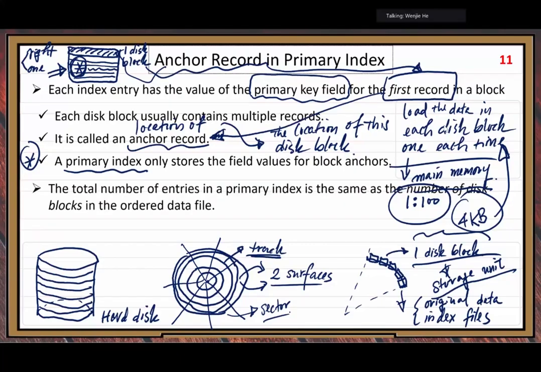Now we can understand this property. The total number of entries in a primary index is the same as the number of disk blocks in the ordered data file. For one disk block, you only need one entry. So for the total number of disk blocks, you have the same number of index entries for your primary index. Now it's very easy to understand. After all the background information given, now you can understand this property.